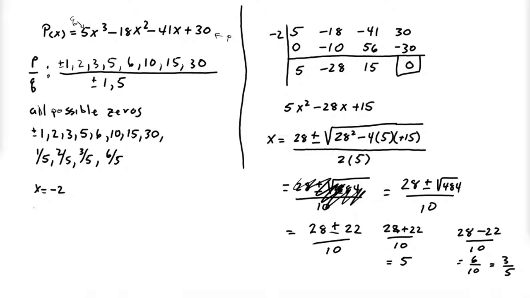So we end up with x equals negative 2, x equals 5, and x equals 3/5 as rational roots, and then the third part of the question asks about any irrational roots, and that answer is going to be that there are none. Hopefully this helps, and keep the questions coming.